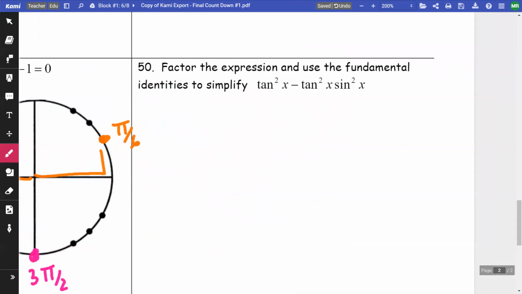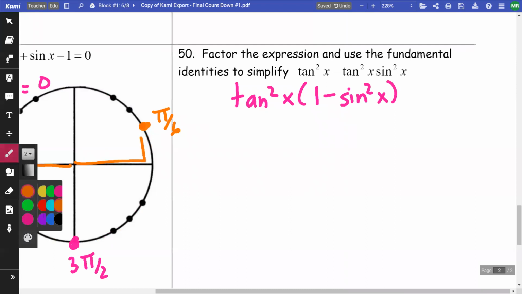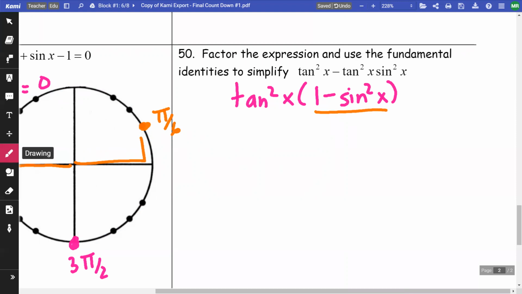On 50, factor the expressions and use the fundamental identities to simplify. So we want to simplify this. Now, what I notice is we have a tangent squared x that we can factor from both of them. So this is going to be a 1 minus sine squared x. And then this 1 minus sine squared x, I'm just going to write here the Pythagorean identity. Sine squared x plus cosine squared x equals 1.